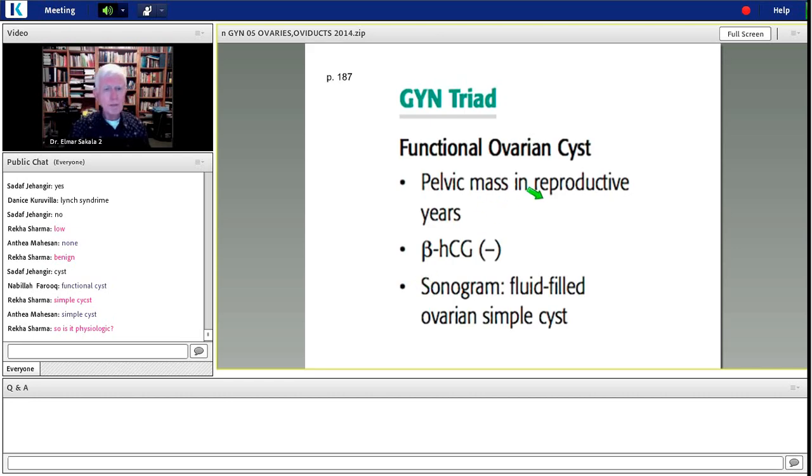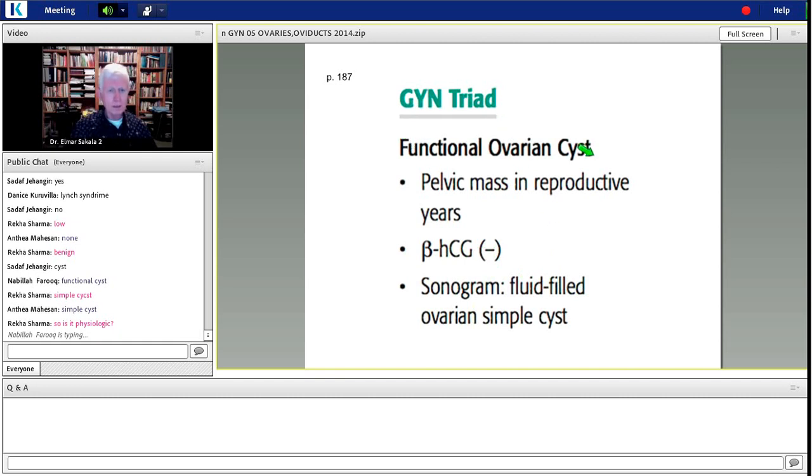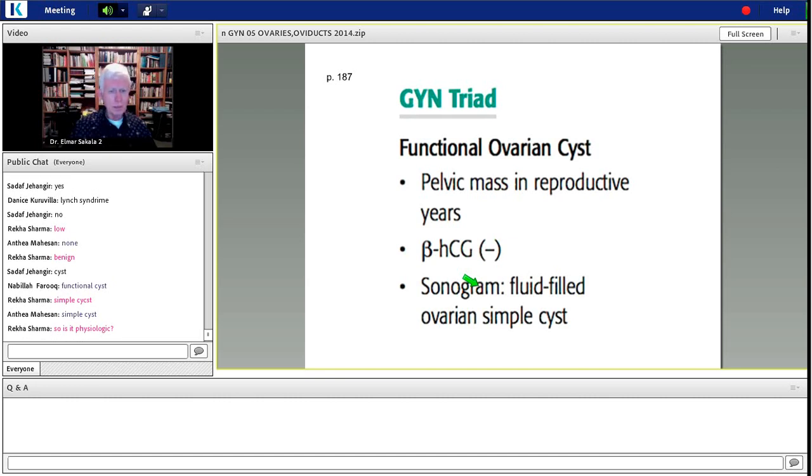Okay, a pelvic mass in the reproductive years, the most likely thing you should think of is a pregnancy. Get a beta HCG. If the beta HCG is negative, you've ruled out pregnancy. The next thing is to get a sonogram. If the sonogram shows a simple, fluid-filled cyst, then it is most likely going to be a functional ovarian mass. So, pelvic mass, reproductive years, next step in management, beta HCG. Beta HCG is negative, next step is a sonogram, a vaginal sonogram.